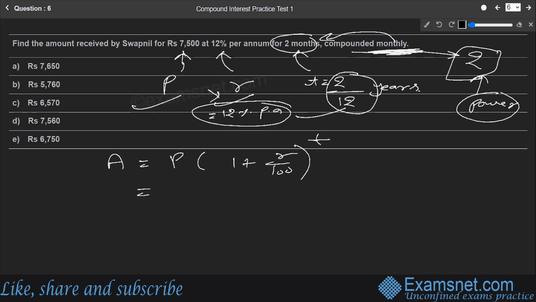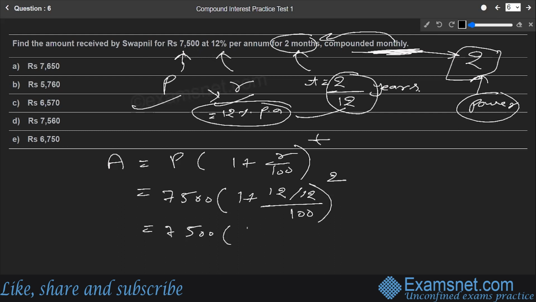So the amount value is: principal is 7,500, times 1 plus the rate divided by 12, because the per year rate of interest is 12%. So the 1 month rate of interest will be simply R by 12, and the R value was 12, so 12 by 12 will be the actual rate used, divided by 100, to the power 2, because this has to be accumulated 2 times. If we solve this together, this is 7,500 into 101 over 100 whole square.